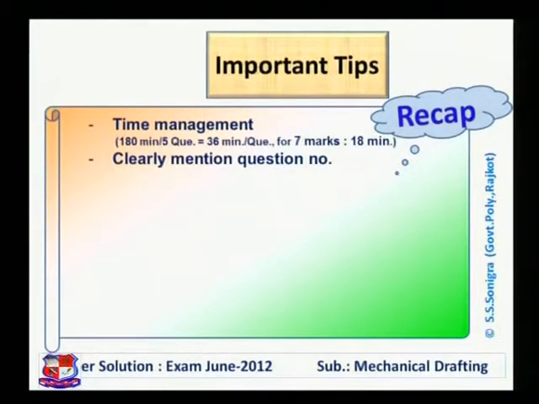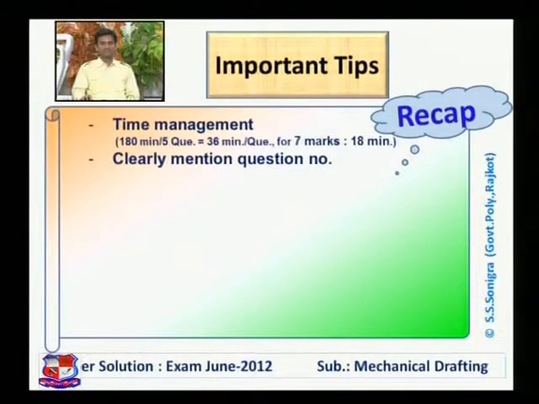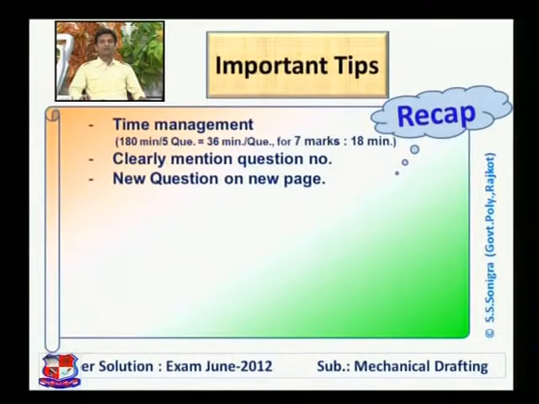Clearly mention the question number on the first page when the question starts. In drawing subjects, specifically engineering drawing and mechanical drafting, people forget to write the question number on the page. So clearly, in the middle on top of the page, you should mention the answer number or question number. Then a new question should be written or drawn on a new page only. 2A and 5B etc. should not be mixed with each other on one page.